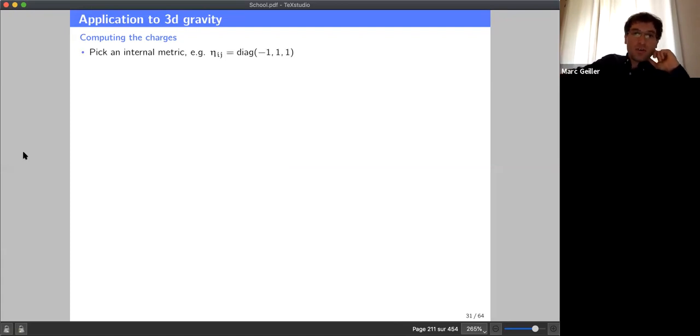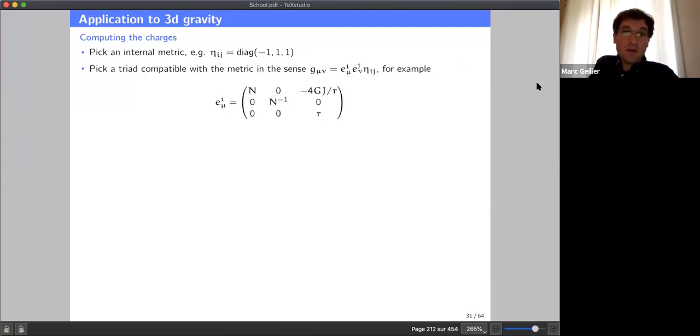So if you were to compute the charge, the first thing you would do is pick an internal metric. Our spacetime is Lorentzian, so the internal metric has to be Lorentzian. We had coordinates t, r, phi, so let's choose the internal metric to be diagonal, -1, 1, 1. And now you just have to pick a triad. The triad is just a 3x3 matrix which is compatible with this metric, in the sense that the metric tensor g_{μν} has to be e^i_μ e^j_ν contracted with the internal metric.